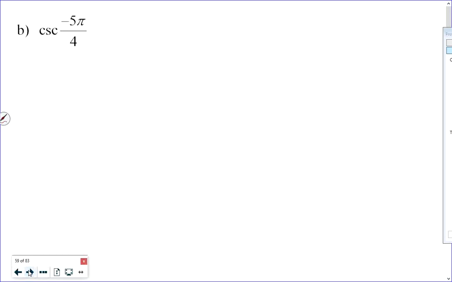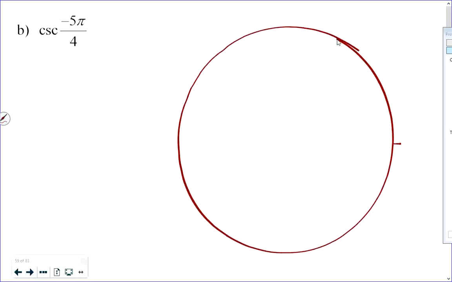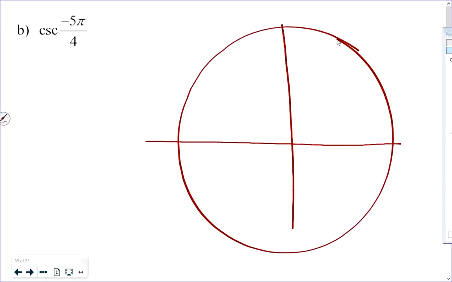What is cosecant of negative 5 pi over 4? Well, we need to locate negative 5 pi over 4, so we can talk about x and y. And again, I'm going to use the unit circle because I know the coordinates of the points on the unit circle. I don't know the coordinates of the points on a circle of radius 5. I could figure them out and just multiply all the unit circle points by 5, but why bother?